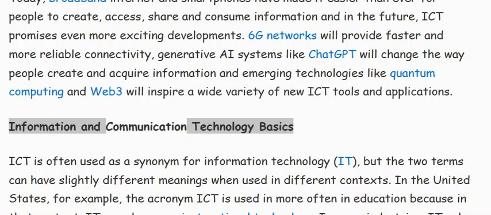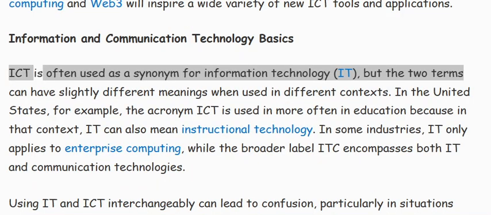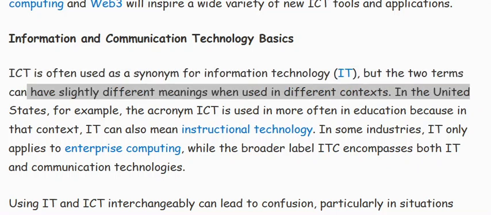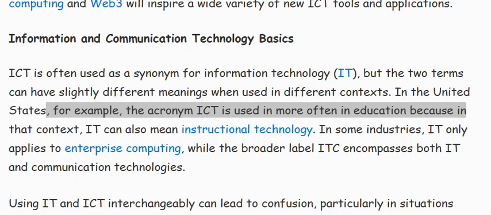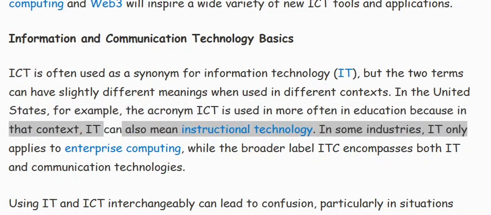Information and Communication Technology Basics. ICT is often used as a synonym for information technology, IT, but the two terms can have slightly different meanings when used in different contexts. In the United States, for example, the acronym ICT is used more often in education because in that context, IT can also mean instructional technology.